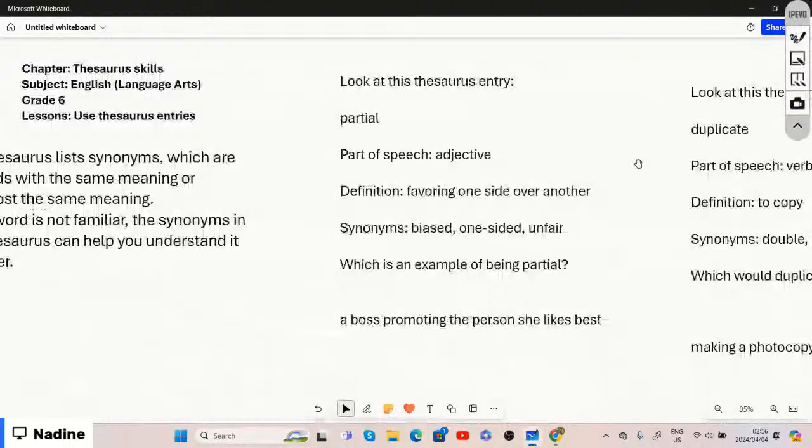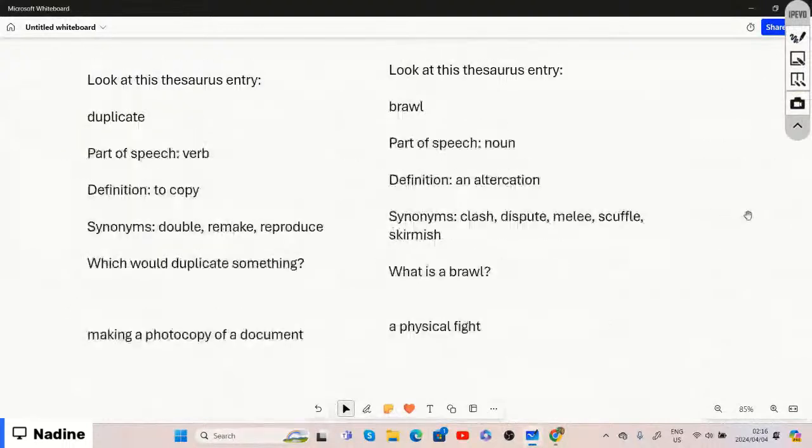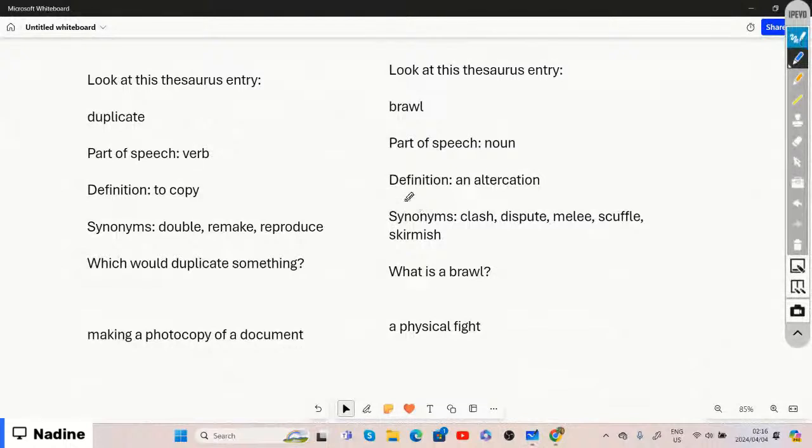If we look at 2 more examples, we need to look at this thesaurus entry, duplicate. I'm not sure if you have heard the word duplicate already, but duplicate is our word. Duplicate is a verb, it's an action, right? And the definition of duplicate is to copy. As you can see with the thesaurus, they don't give you long definitions. They only give you a brief definition. So it is to copy.